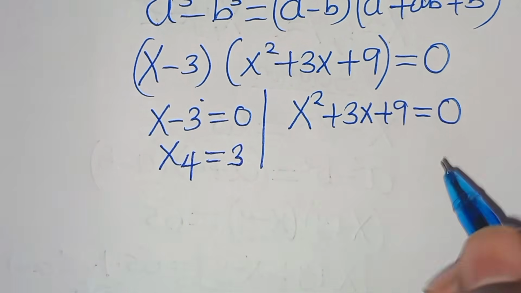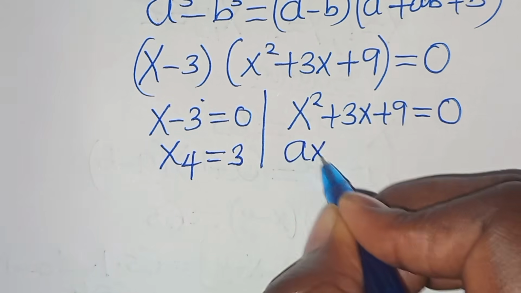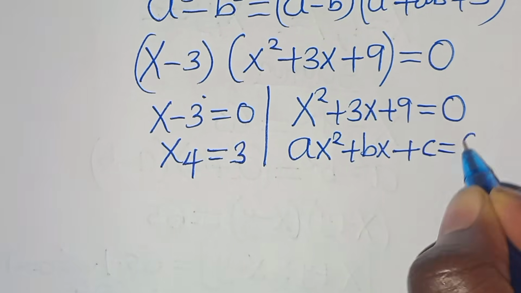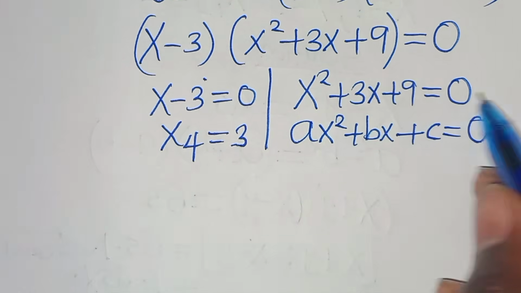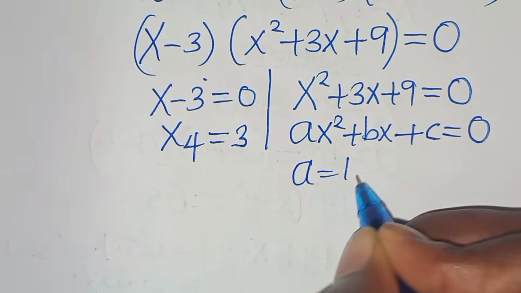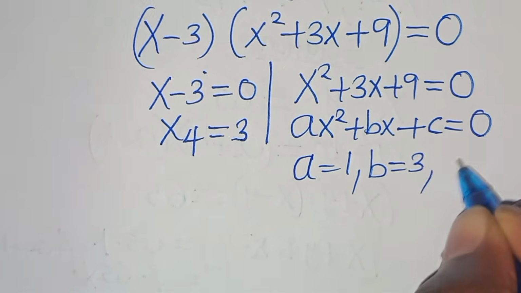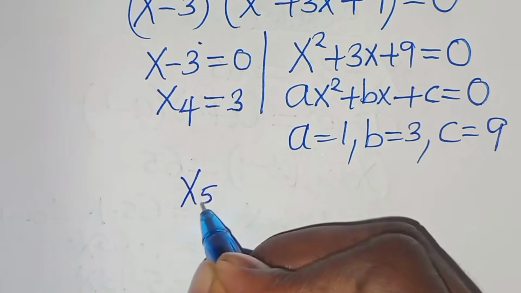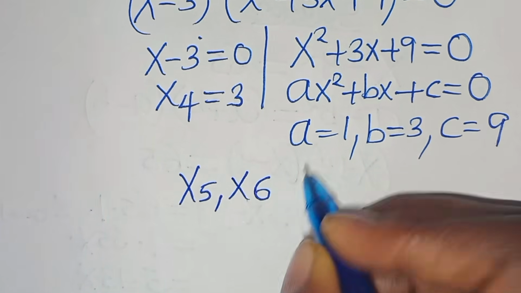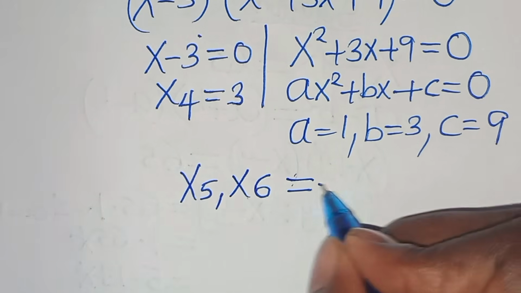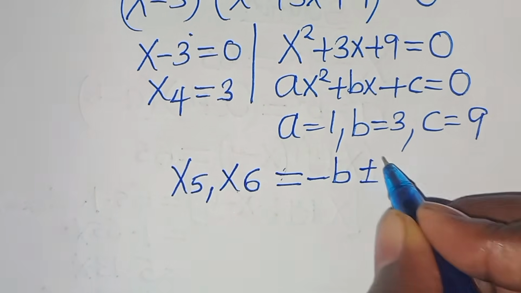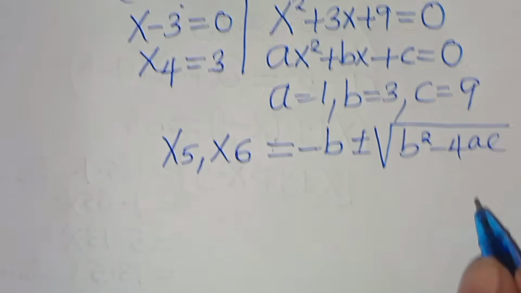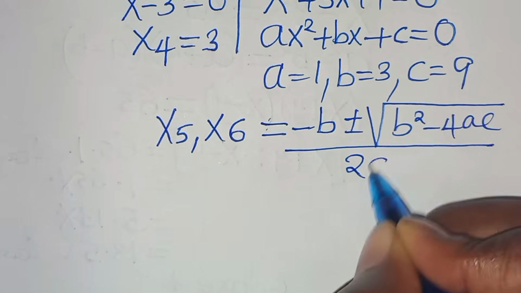The second part here is the quadratic equation of the form ax squared plus bx plus c. This is equal to 0. From this quadratic equation, we have a is equal to 1, b is equal to 3, and that c is equal to 9. We can solve for x5, x6 by applying the quadratic formula here, which is minus b plus or minus the square root of b squared minus 4ac. Everything here divided by 2 times a.